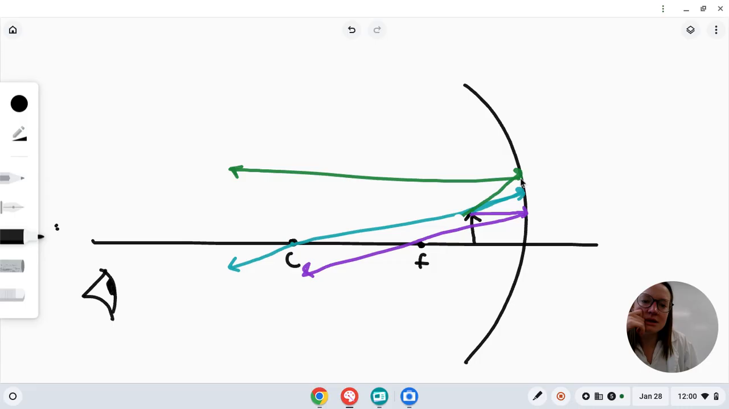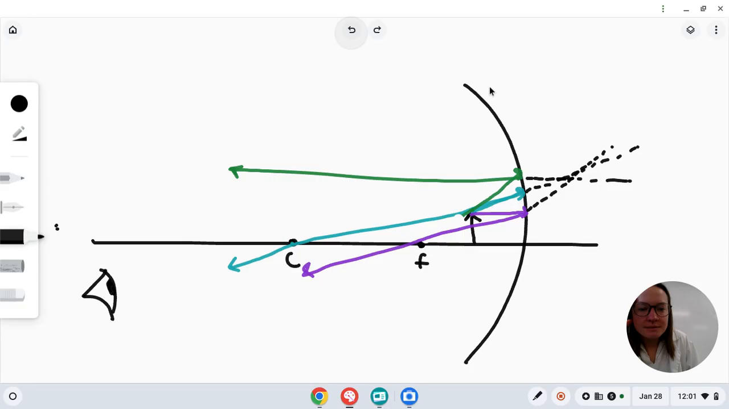And it would say, okay, well, it looks like this light ray here is coming from somewhere back here. And it looks like this light ray here is coming from somewhere back here. And this light ray here is coming from somewhere back here. And your brain would say, oh, I get it. The object that I'm seeing from all of these reflected light rays is right here. That's where the object is.